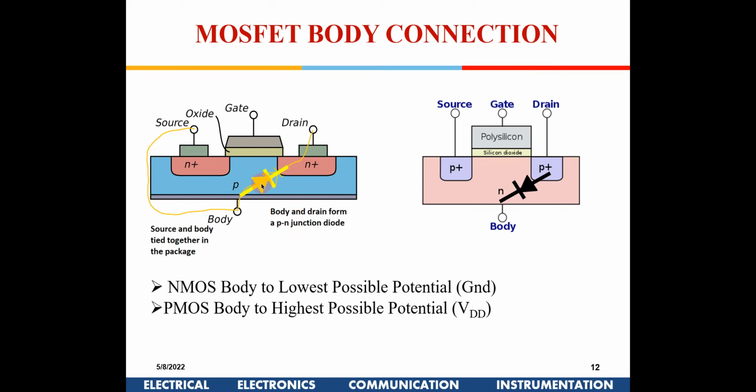So for an NMOSFET, the body needs to be kept at the lowermost potential which is available in the circuit, to ensure that this P and N is reverse biased. You will find there will be source and drains which are of N type.